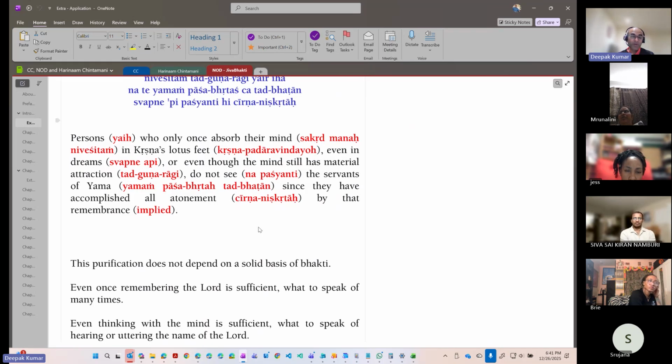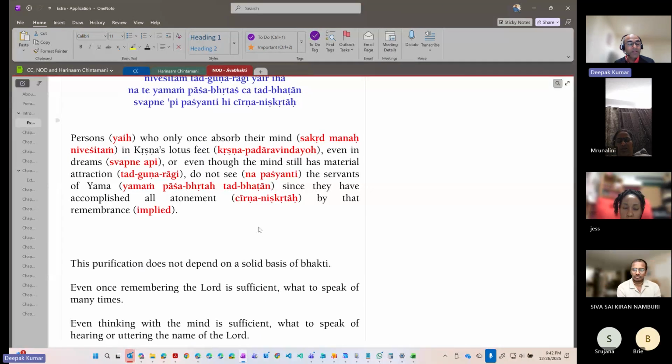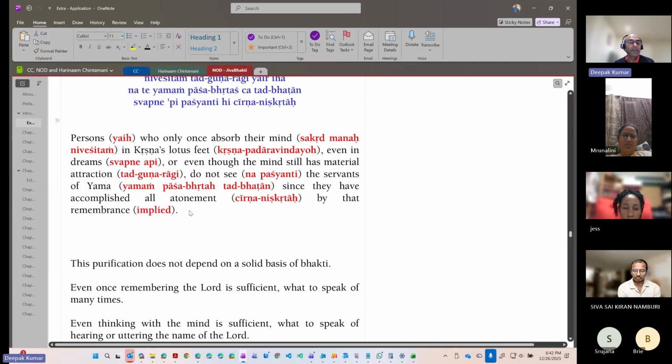Amarinder Prabhu has been talking about Krishna's lotus feet in his lectures. Even in dreams, or even though the mind still has material attraction, they do not see the servants of Yama. Means the Yamadut, the messenger who takes us to the cycle of birth and death, they do not come. The bhakti is so powerful that they do not come near the devotee, and the devotee gets the result of all kinds of atonement.